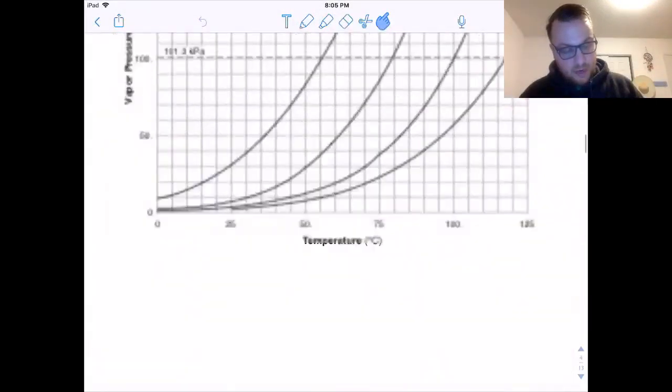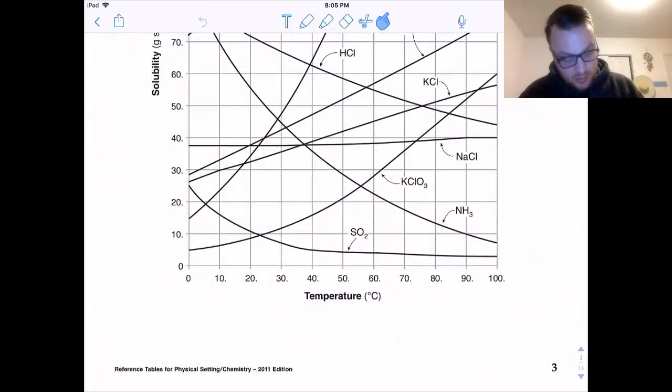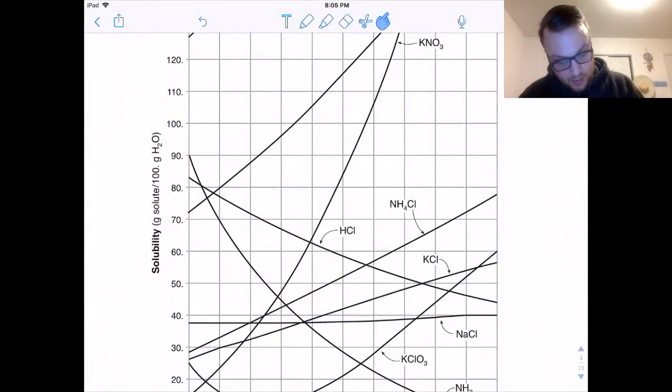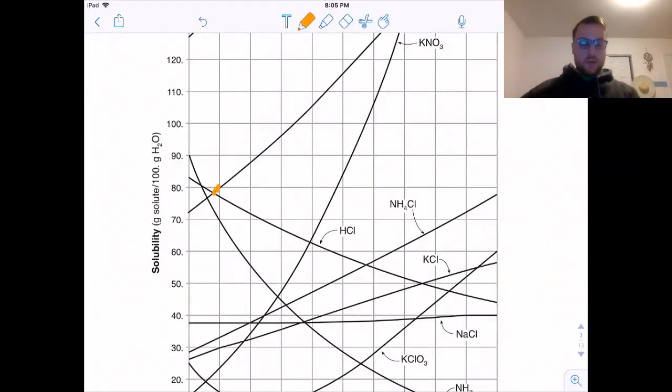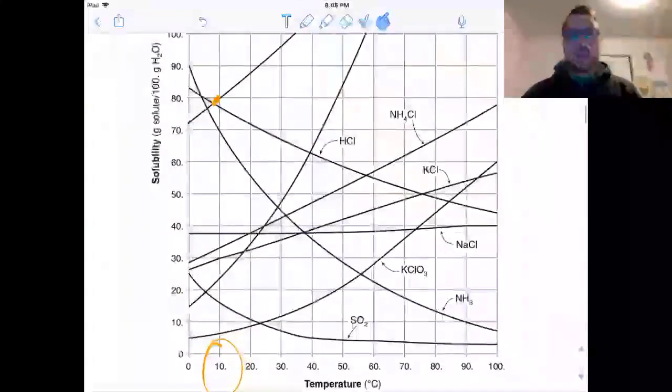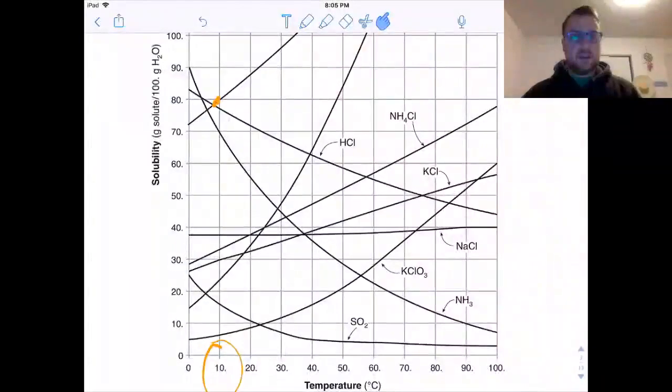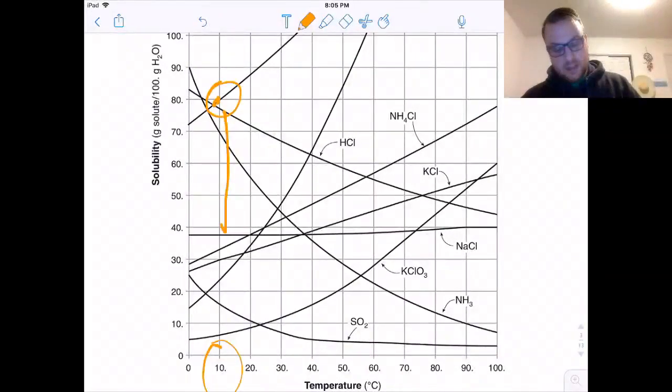There is 80 grams right here. So people came up to me today and said, Mr. G, there's like 3 of them that are unsaturated because you're comparing this to everything that's below it. You're comparing the line of the substance to the grams of the substance you have, and that's backwards. You've got to compare the grams of the substance you have, the orange, to the lines above it.